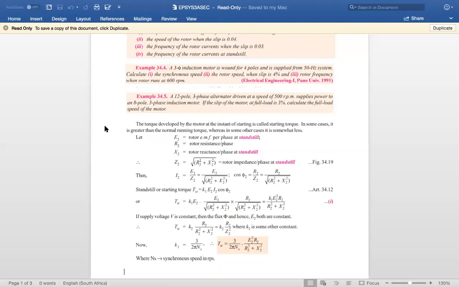Example 5: we have a 12-pole, 3-phase alternator driven at a speed of 500 revs per minute. It supplies the power to an 8-pole, 3-phase induction motor. If the slip of the motor at full load is 3%, calculate the full load speed.